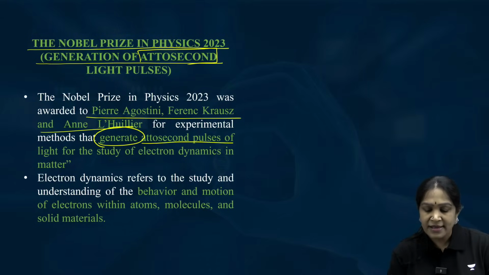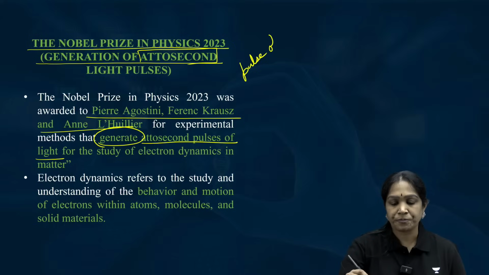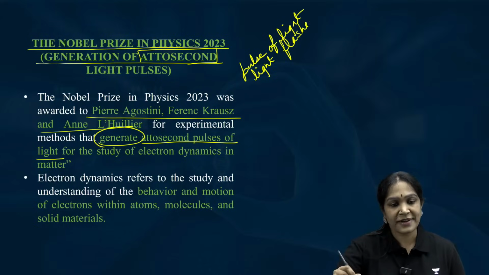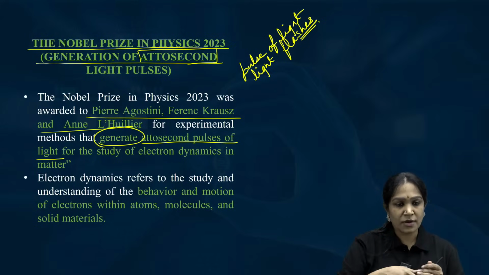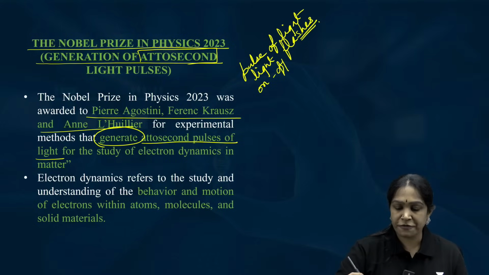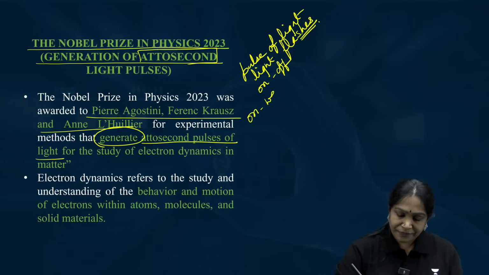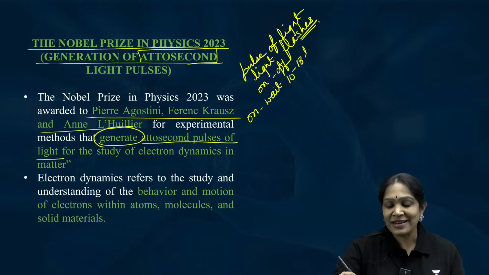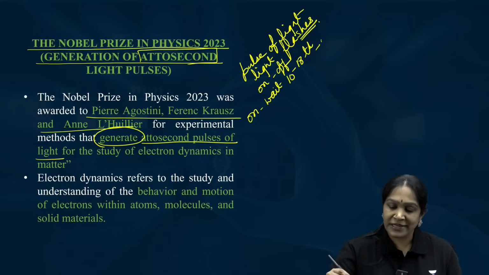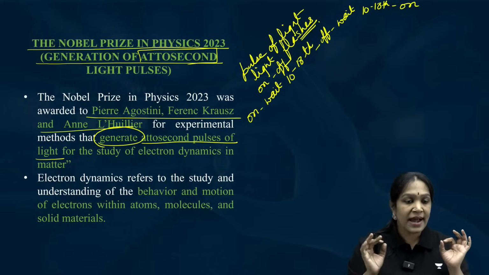They generated attosecond pulses. What do you mean by a pulse of light? Pulse of light means light flashes, not waves. Just a flash of light: on, off, on, off, on, off. Turn it on, wait for 10 to the power of minus 18th of a second, then turn it off. Then wait for 10 to the power of minus 18th of a second, then turn it on again. That is called attosecond light pulses.